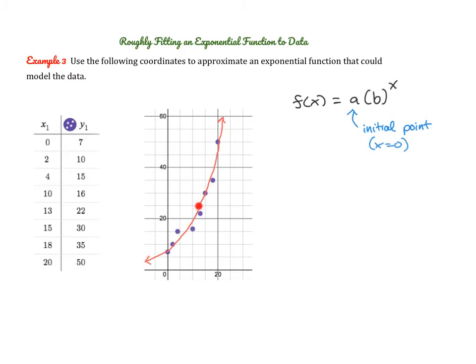So if you look at the data and it looks like this value is a pretty decent value for your function, you can use it. So we'll say that when x equals 0, we can see that y is 7, so that can be our a value. We'll start with this, f of x equals 7 times b to the power of x. Now we still need to find b.